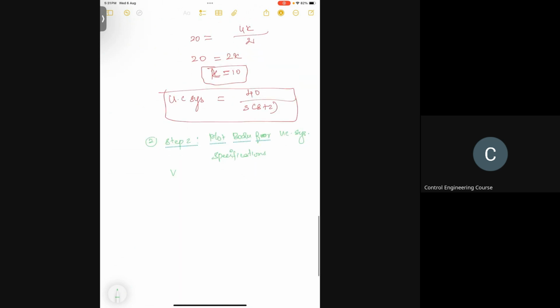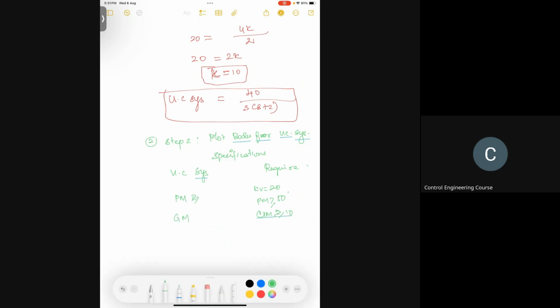Write like this: uncompensated system specification and required specification. Required: Kv equal to 20, phase margin should be greater than 50, gain margin should be greater than or equal to 10. Now write the phase margin and gain margin of the uncompensated system.